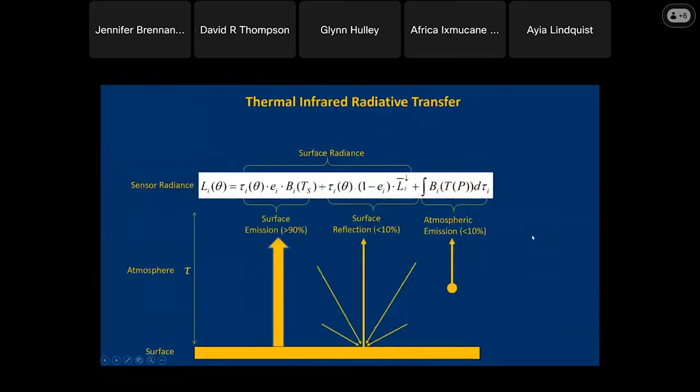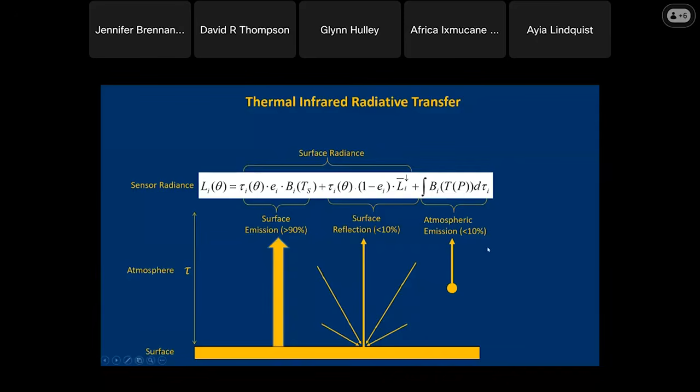So getting back to modeling what we're actually measuring here, this is the thermal infrared radiative transfer equation. It's composed of 3 different terms. So the first term here is the basic surface emission. So this is a quantity that's dependent on both the emissivity and the temperature of the surface, and accounts for usually more than about 90% of the signal that we receive in the thermal infrared. We then have the surface reflection term. This is the radiation from the sky that is actually emitted down towards the surface and then reflected back up into the direction of the sensor.